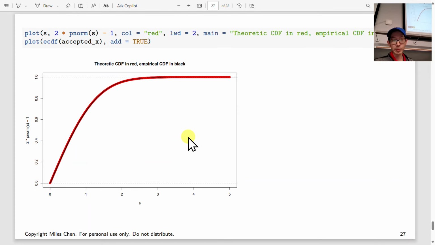Again, we can do a check to see if the CDF and the empirical CDF match up. The theoretical CDF is going to be twice our normal density, basically the right-hand side of the normal CDF, so 2 times pnorm, and then minus 1, so that everything caps out at 1. We plot that against our empirical CDF, and we have a good matchup there.